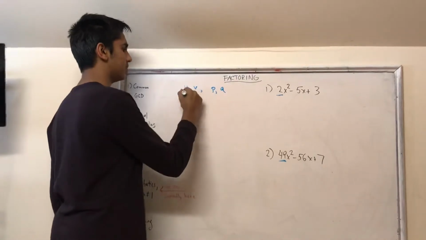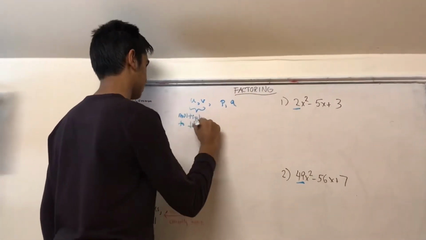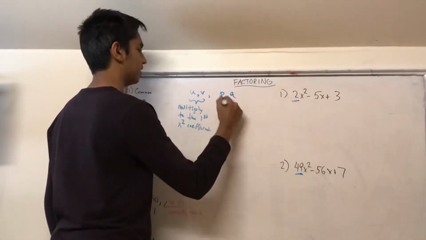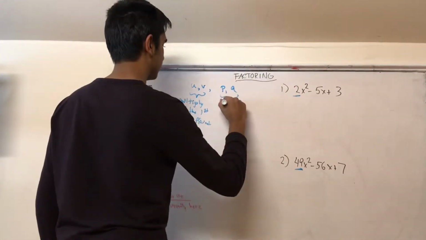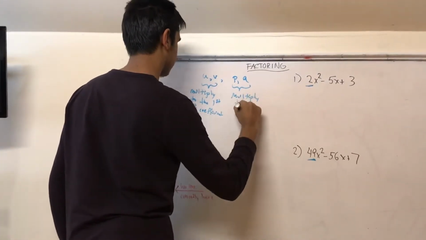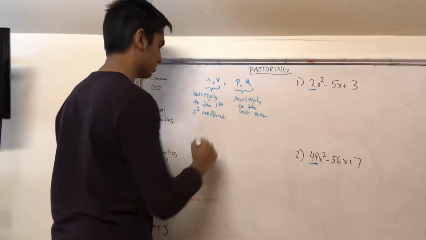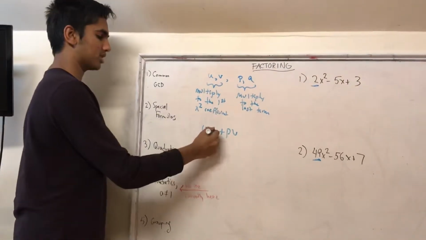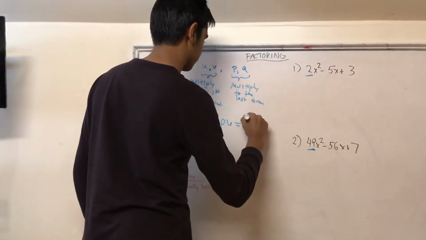So we need to find two numbers that multiply to the first term, the x squared coefficient. We need to find two terms that multiply to the last term. And finally, the four numbers should also satisfy this: the sum u times q plus p times v needs to be equal to the middle term.